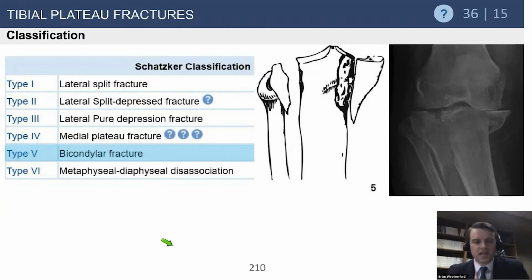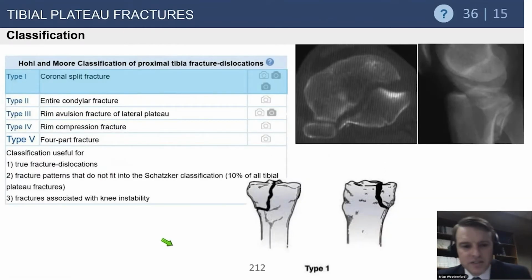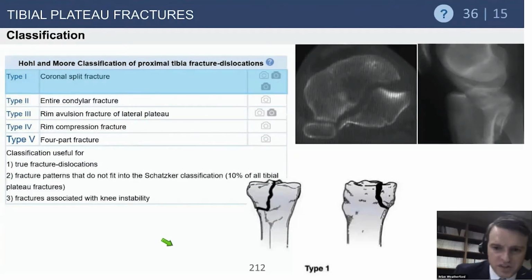Bicondylar patterns, so a type 5 fracture is a fracture that does involve both condyles, but has a portion of the tibial eminence that still remains attached to the tibial shaft. And then type 6 injuries, which this would probably be a type 6 here, have a complete metaphyseal-diaphyseal dissociation. So again, that's like a type C fracture. There's no portion of the articular surface that's in continuity with the tibial shaft.